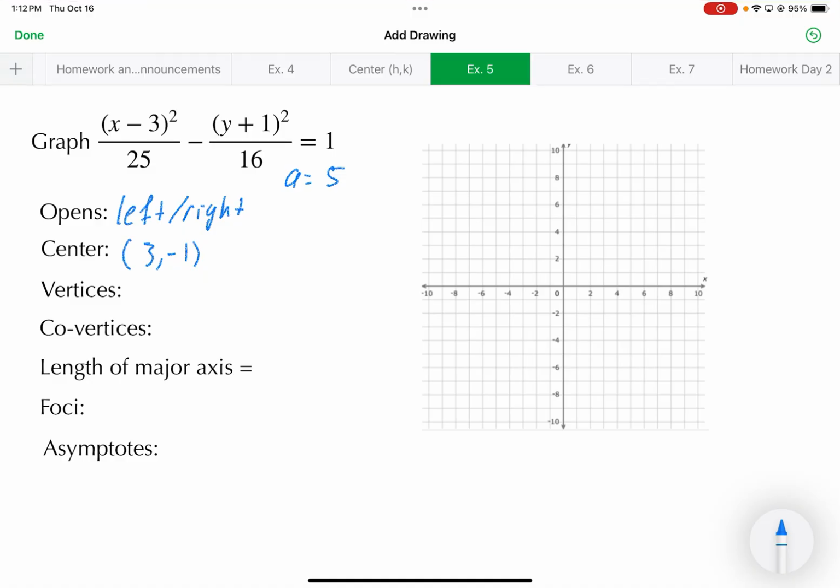5. B value? 4. I should find my c value. I can do that right now. c squared equals a squared plus b squared. So c squared is equal to 5 squared plus 4 squared. So then I would get 25 and 16 added together is 41. Oh, nice, beautiful number. So then c equals the square root of 41. Nice little prime number there. Okay?